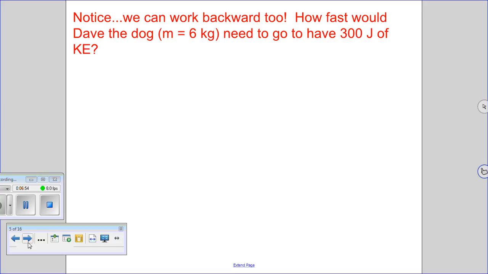All right. Notice you can go backwards. If I give you the kinetic energy and the mass, you can find the velocity, right? So we just talked about this. So here's my mass, in kilograms. Kinetic energy. See, I did it. There's KE. Sorry. 300 joules. So you can find the velocity.